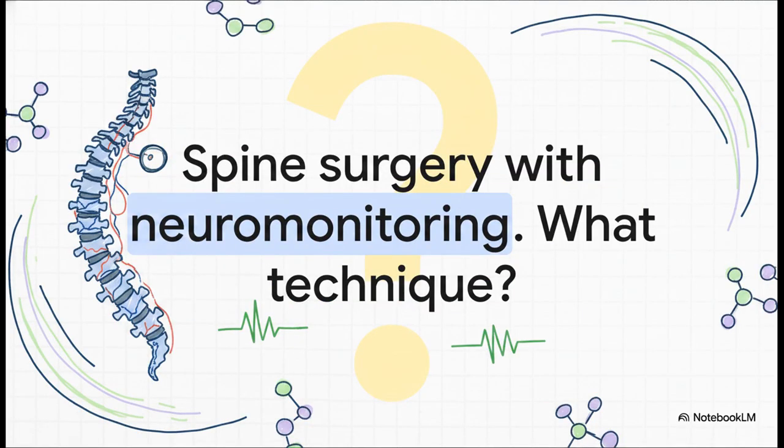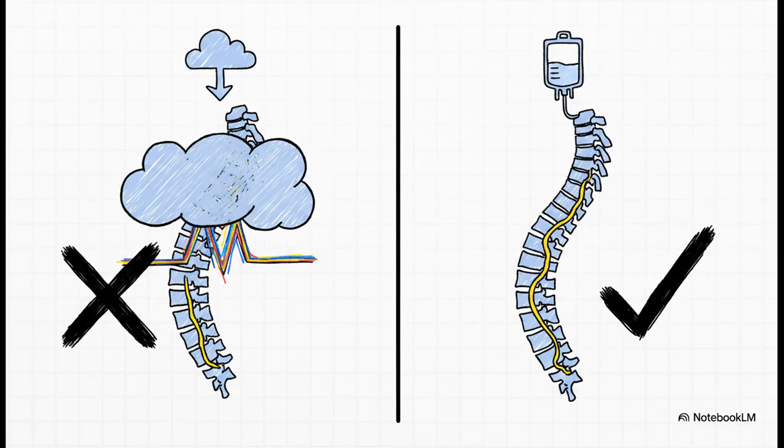And for our last one, a patient is on the table for a complex spine surgery. The surgeons absolutely need to be able to monitor the nerve signals from the spinal cord throughout the case. So, what anesthetic technique is mandatory? The only right answer here is total intravenous anesthesia, or TIVA. As we talked about, those volatile gases completely wipe out the very nerve signals the surgeon needs to watch, leaving them totally blind to a potential spinal cord injury.